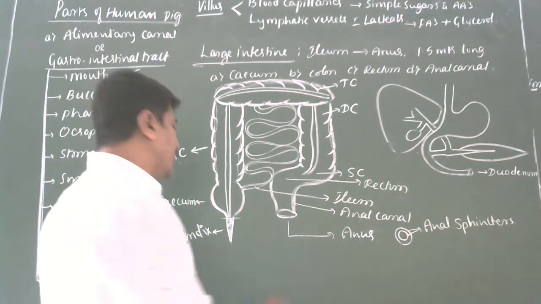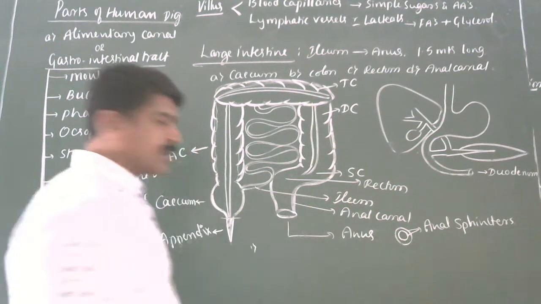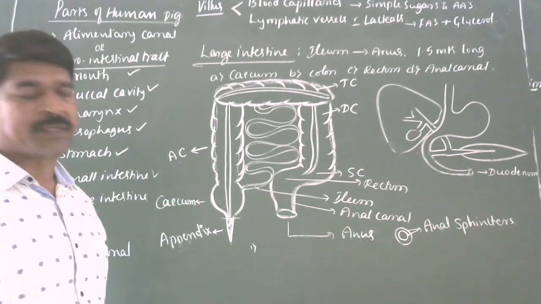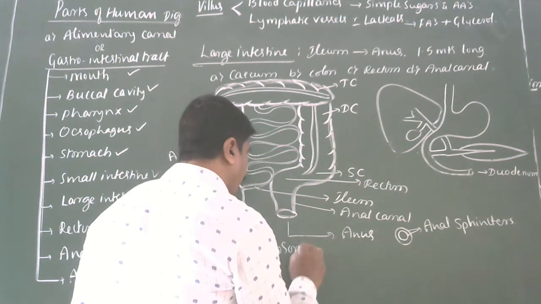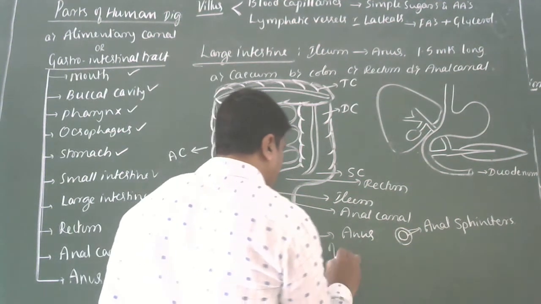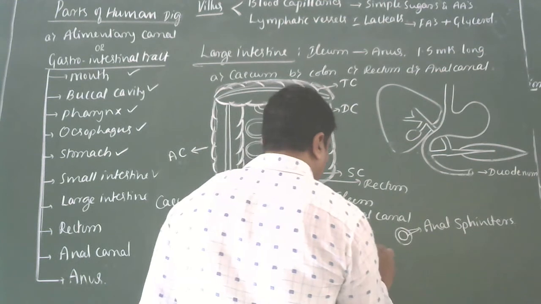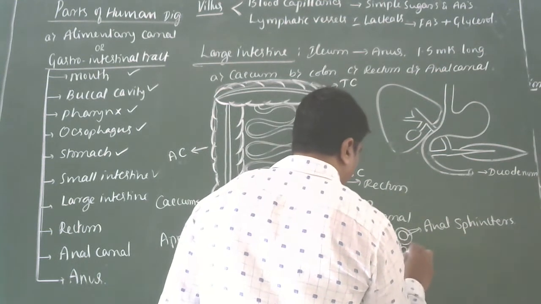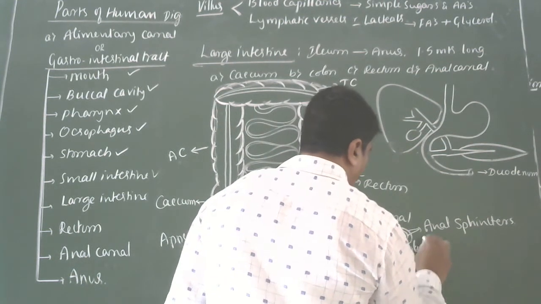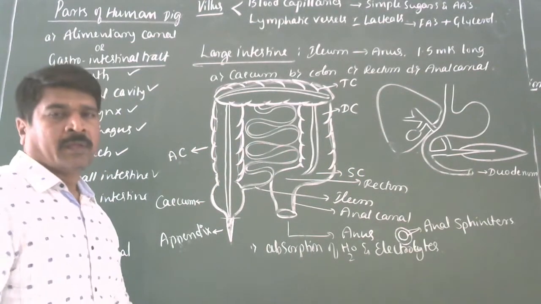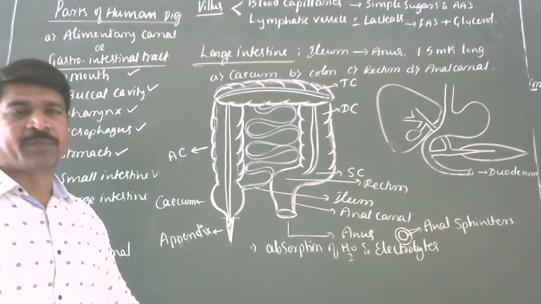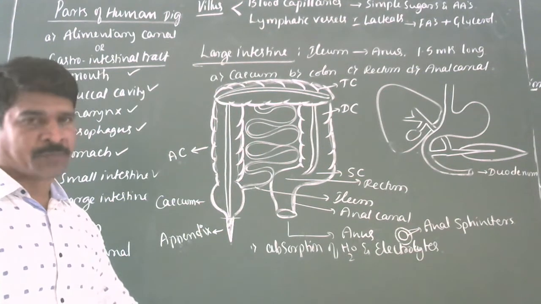Now let us come to the functions of the large intestine. It helps in the absorption of water and electrolytes from undigested food. That you should remember here. Large intestine helps in the absorption of water and electrolytes from undigested food.